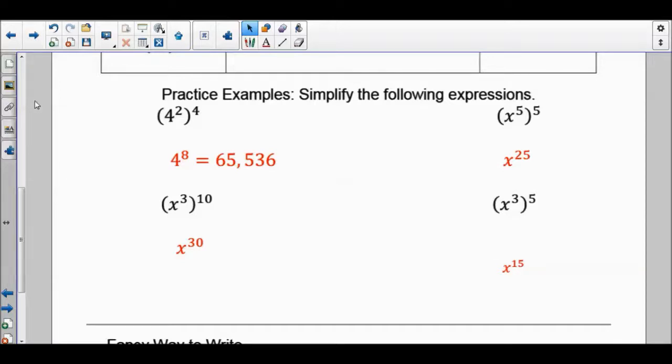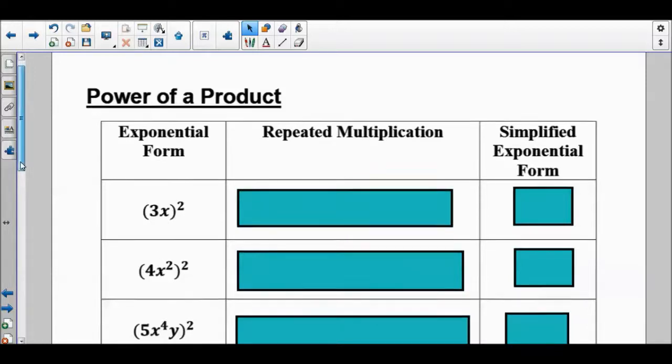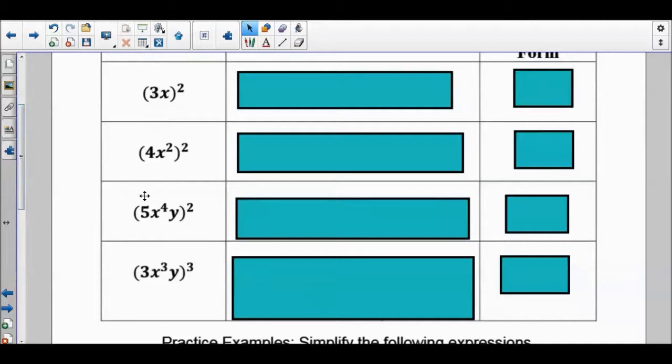Okay, next we're going to move on to our next page, and we're going to talk about the power of a product rule. So here, we're raising things to a power. Sometimes they have exponents, sometimes they don't have an exponent there, but they all have coefficients. If you see, here we have a 3, a 4, a 5, and another 3. And then sometimes they have more than one variable, so we're going to see what that looks like.